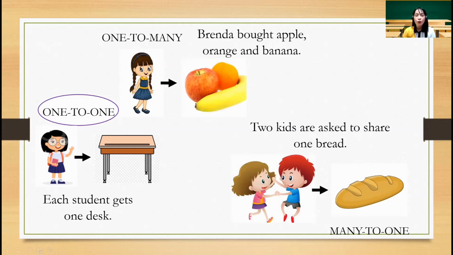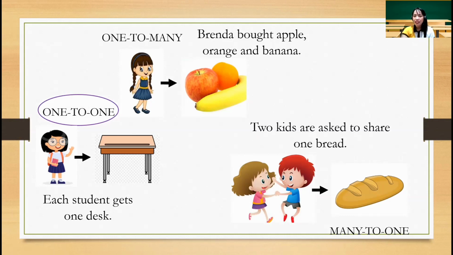What about one-to-many? Brenda is related to apple, orange, and banana. Brenda is in the first set, and in the second set, we have apple, orange, banana. We have one-to-many. Is Brenda paired to only one fruit? No, there are 3. Apple, orange, and banana. Therefore, one-to-many is not a function.